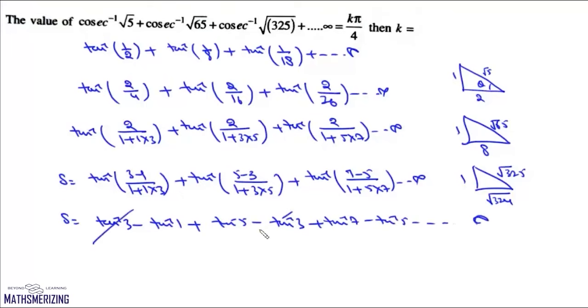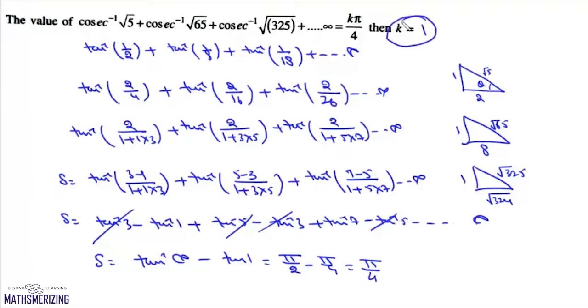Now here 3 will cancel, 5 will cancel. So in the end, loosely speaking, we'll get tan inverse infinite minus tan inverse 1, which is pi by 2 minus pi by 4, and it is pi by 4. So the value of k will be simply 1.